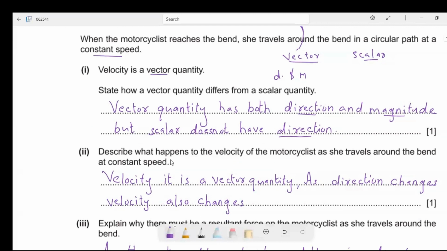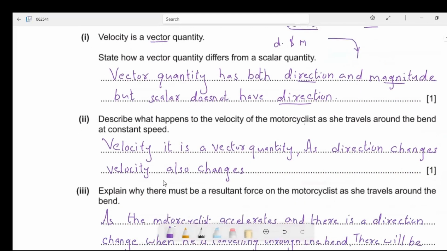Describe what happens to the velocity of the motorcyclist as she travels around the bend. As already we are told, velocity is a vector quantity. So direction changes, she is taking a bend. So the direction is being changed. So the velocity also will change.